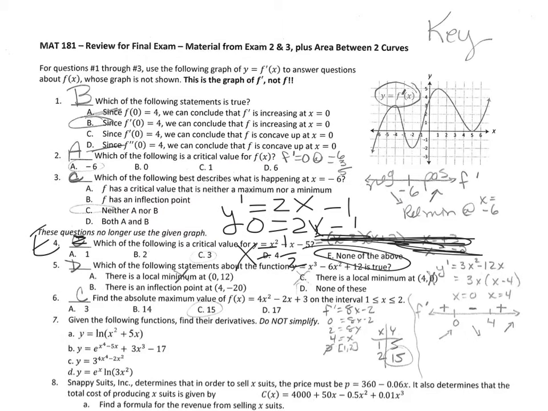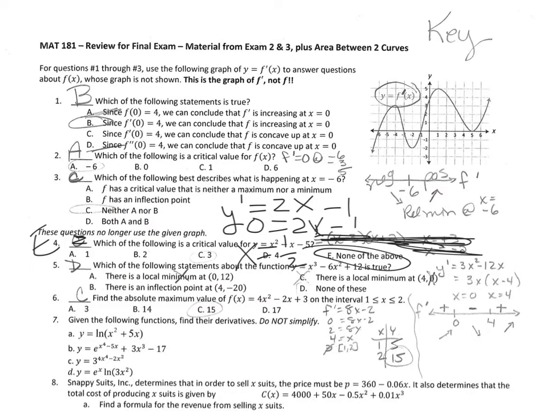For number 5, which of the following statements is true about this function? It's talking about minimum and inflection points. So let's go take a derivative. The derivative of x cubed is 3x squared. The derivative of -6x squared is -12x. The derivative of 12 is 0. So here's our first derivative.